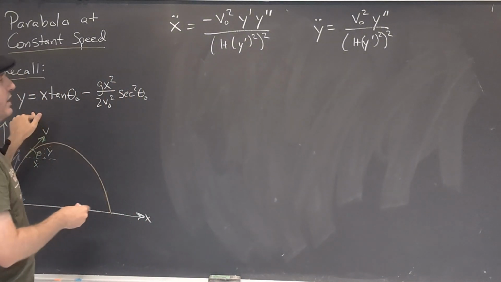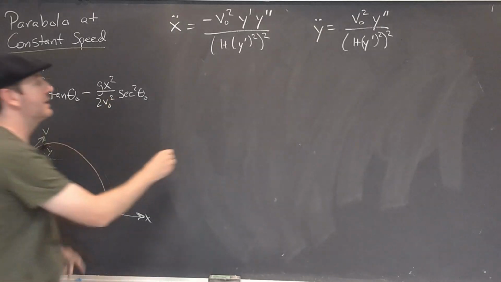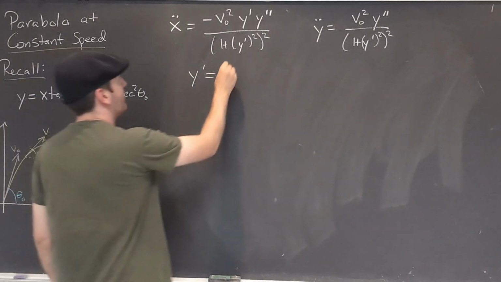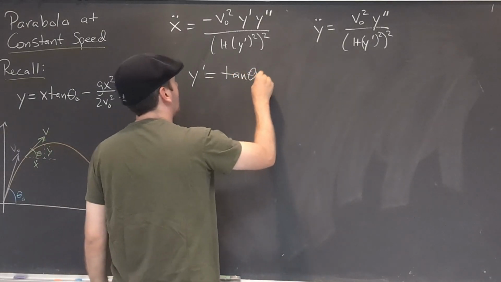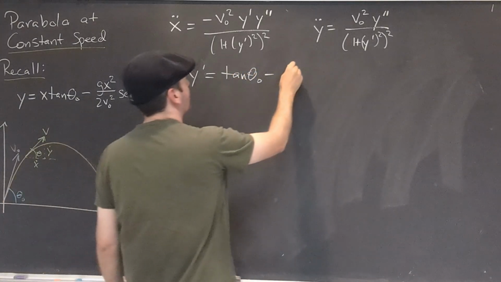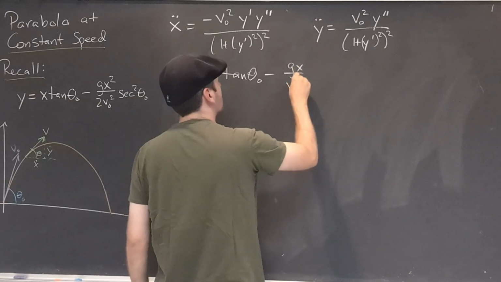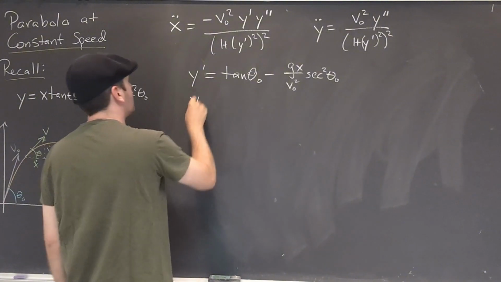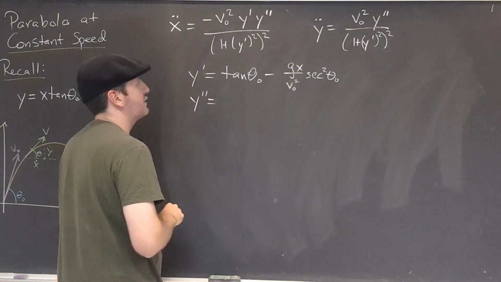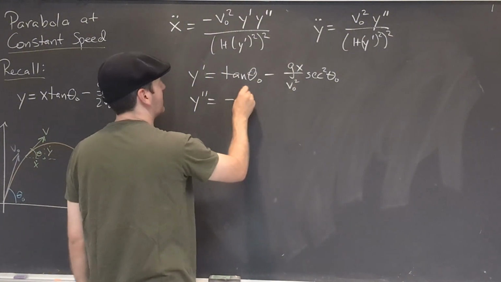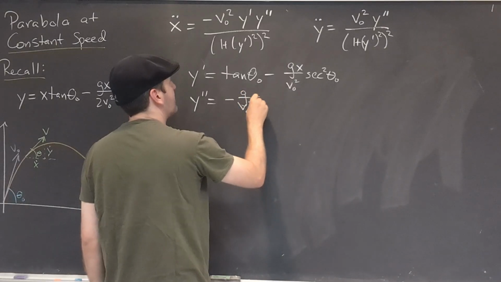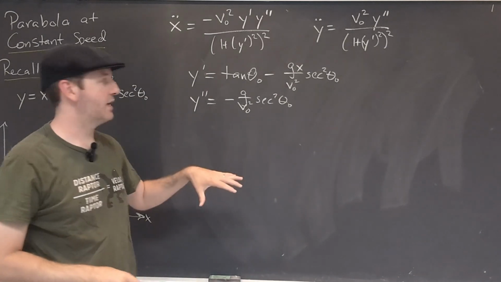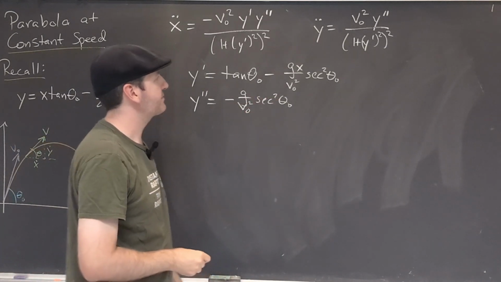So I do need to calculate y prime and y double prime from my trajectory. So taking the first spatial derivative will give me a tan theta naught. This 2 will cancel and give me just g x over v naught squared secant squared theta naught. And then a second derivative, that term is a constant, it'll go away. We just have a linear term. As mentioned, it is a negative number because this is concave down. All these things are positive.